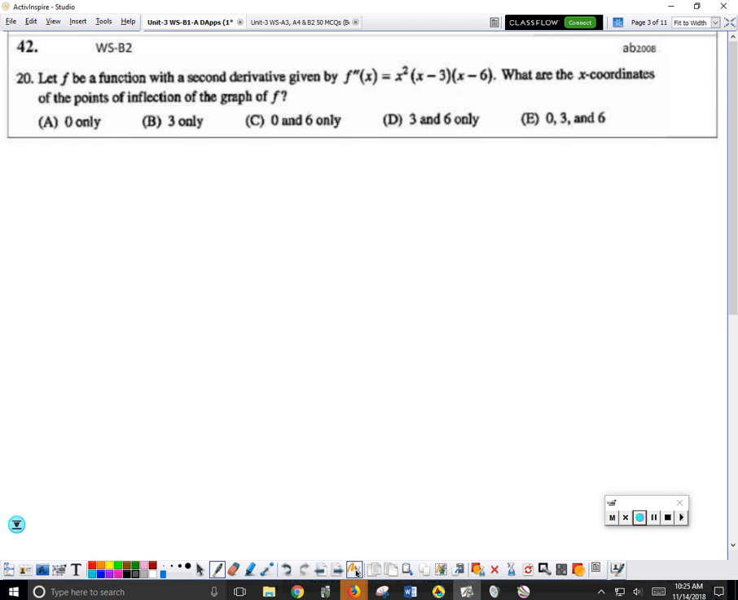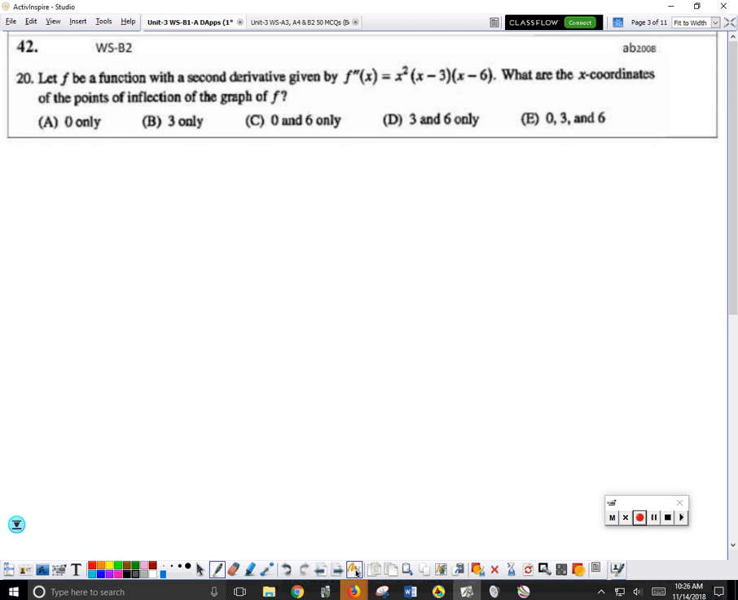Okay, 42 in the pink really should have been in the yellow. That was a mistake on my part. Because notice, they give you a formula for f double prime. There is no graph. And they want to know when f has points of inflection. So they want to know when f is switching concavity. Okay, so this is a perfect problem for a sign chart.